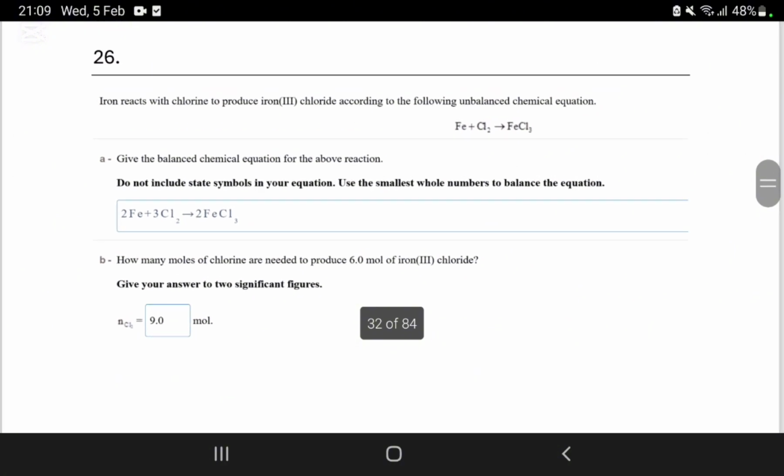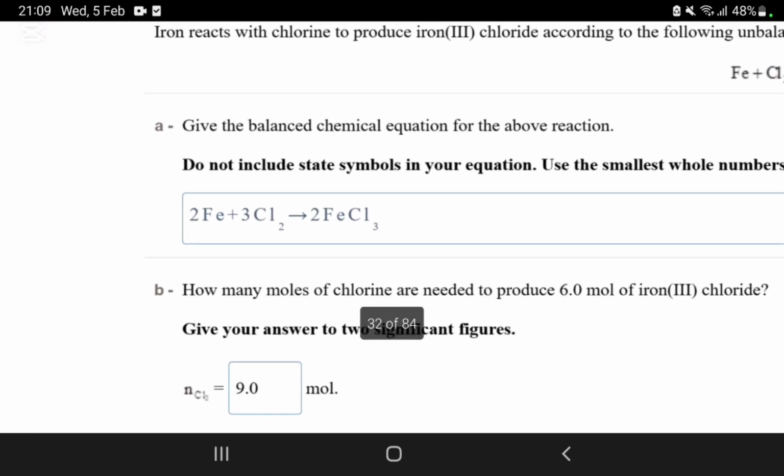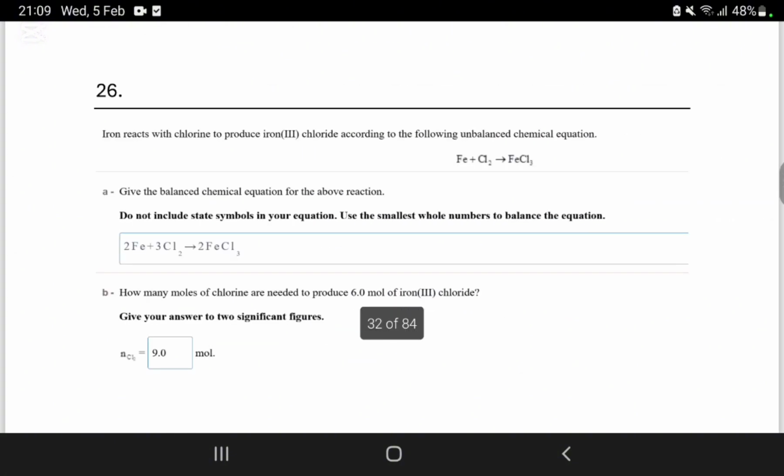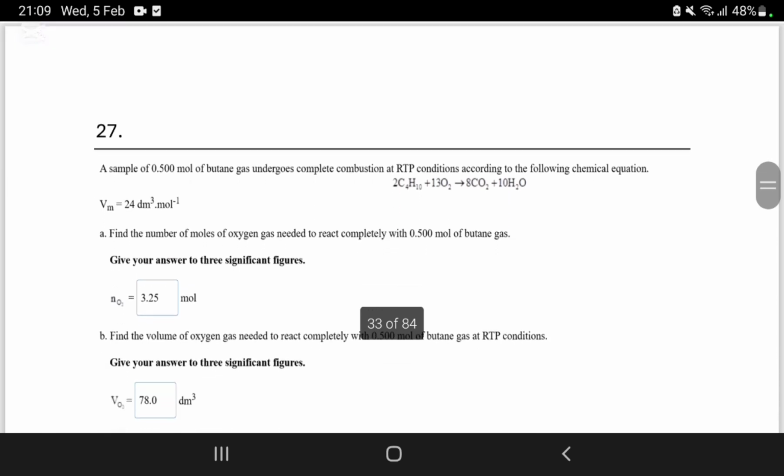26. For this question, we're just gonna have to balance the equation, and then since they want 6 moles of iron chloride, we multiply the whole equation by 3, and we find out that we need 9 moles of Cl2.